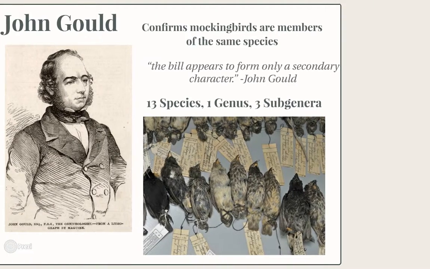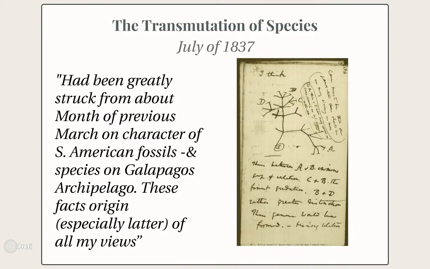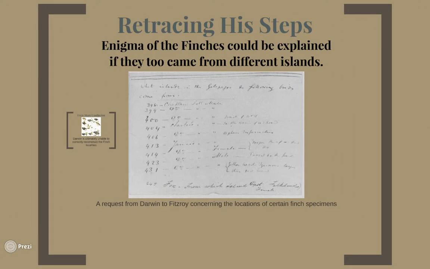In July of 1837, Darwin opens his first notebook on transmutation, and famously writes that he had been greatly struck from about the previous March by the character of South American fossils and species on the Galapagos archipelago. "These facts origin, especially the latter, of all my views." After Darwin had accepted an evolutionary perspective, he realized that the enigma of the finches could be explained if they, like the mockingbirds, came from separate islands.